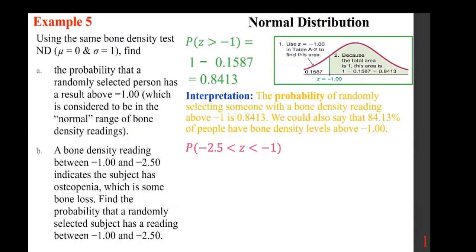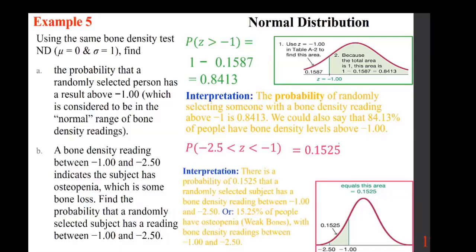The next one, between -2.5 and -1. So again, let me just quickly graph this for you. We're going to go from -2.5 to -1, and we are interested in this shaded region. That's the idea. You read it from the table and subtract: area to the left of -1 minus area to the left of -2.5.